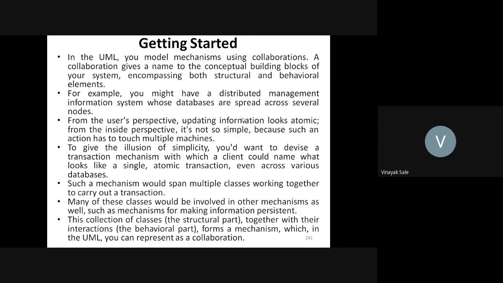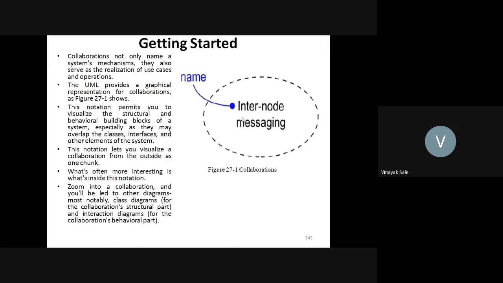This collection of classes together with their interactions: the collection of classes is the structural part, and the interaction is the behavioral part. And these form the mechanisms which in UML you can represent as collaborations. Collaborations can be shown as a dotted elliptical shape. It has a particular name, here the collaboration is named internode messaging.